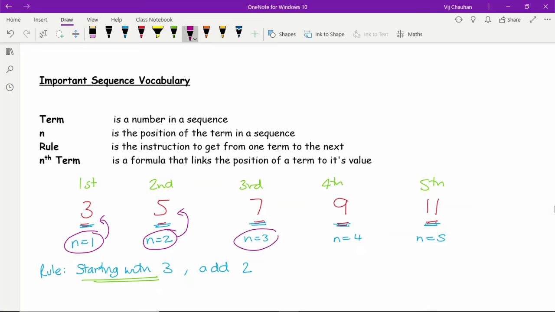How do I get from 3 to 7? How do I get from 4 to 9? How do I get from 5 to 7? Now the rule that links the n to the term is what we call the nth term. And in other words, it's a mathematical formula that links the position of a term to its value.